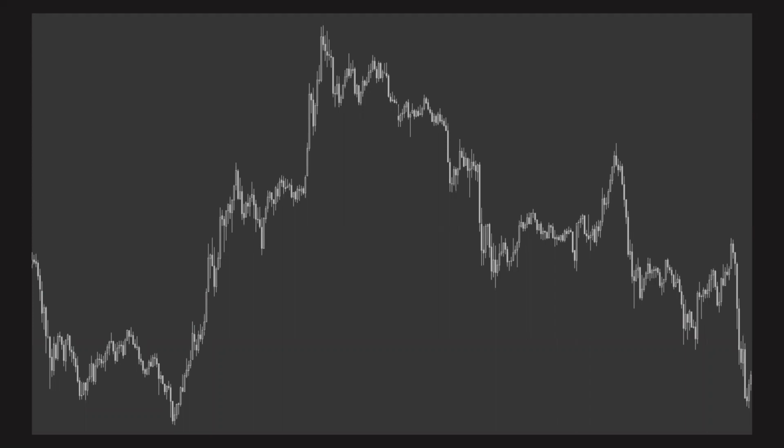So this is, I think, an hourly gold chart from a few months back, just to demonstrate some of the principles I'm going to be talking about today. So price goes up, price goes down.